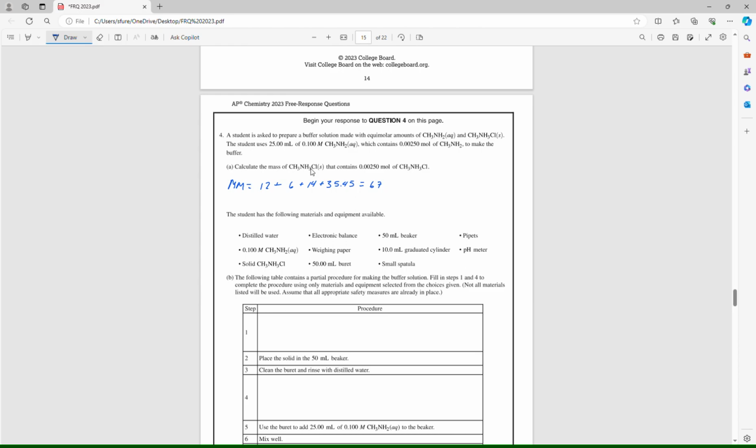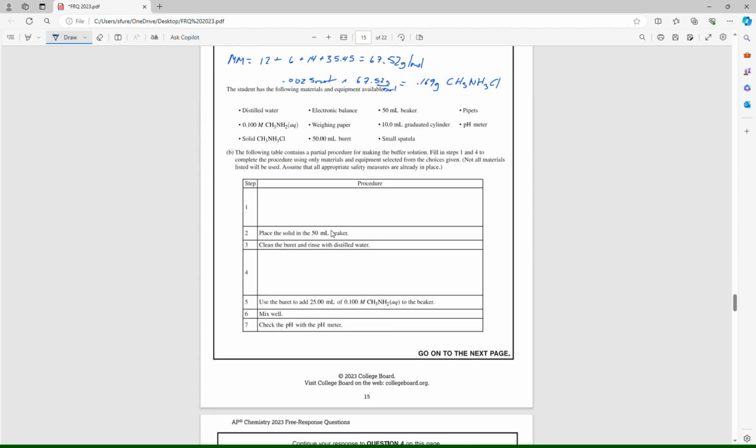If you do not round these numbers, which you should not round them, I'm just rounding them for laziness, the molar mass ends up being 67.52 grams per mole. And now we can just go from moles to grams. So 0.0025 moles times 67.52 grams per mole. Moles cancels. We find that it is 0.169 grams of CH3NH3Cl. This next problem is pretty fun.